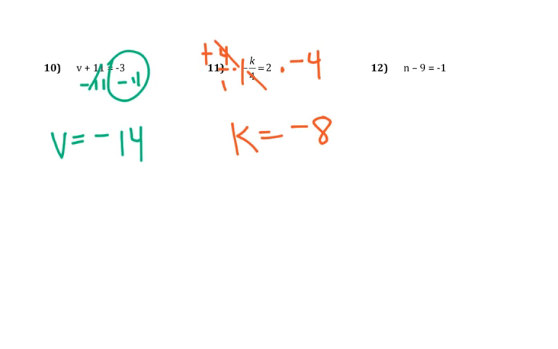Okay, number 12, n minus 9, so I'm going to add 9 to both sides, so I'm going to have n is equal to, and negative 1, watch your signs, plus 9, so I lose 1 and I get 9, so I have 8 altogether. Now you can think about that in money or pounds or whatever. So if you have 1 that you've lost, but then somebody gives you 9, it's like you end up with 8 because you lost the 1.